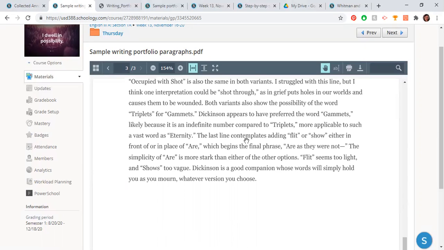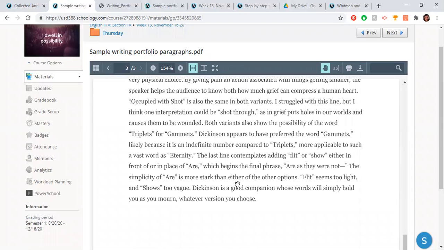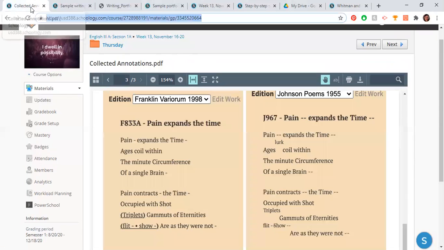Likely because it is an indefinite number compared to triplets, more applicable to such a vast word as eternity. The last line contemplates adding flit or show in front of or in place of are, which begins the final phrase, are as they were not. The simplicity of are is more stark than either of the other options. Flit seems too light and show too vague. Dickinson is a good companion whose words will simply hold you as you mourn, whatever version you choose.